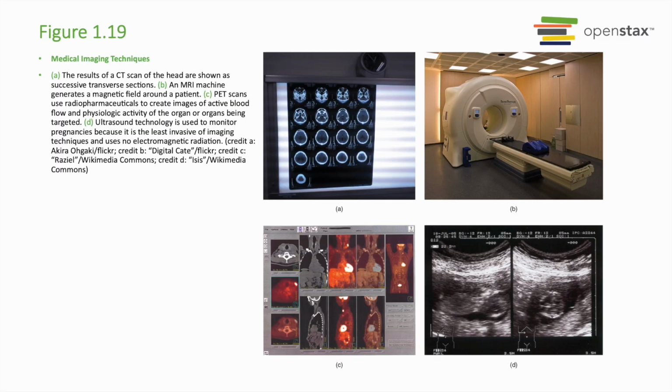Figure 119. Medical imaging techniques. A. The results of a CT scan of the head are shown as successive transverse sections. B. An MRI machine generates a magnetic field around a patient. C. PET scans use radiopharmaceuticals to create images of active blood flow and physiologic activity of the organ or organs being targeted. D. Ultrasound technology is used to monitor pregnancies because it is the least invasive of imaging techniques and uses no electromagnetic radiation.